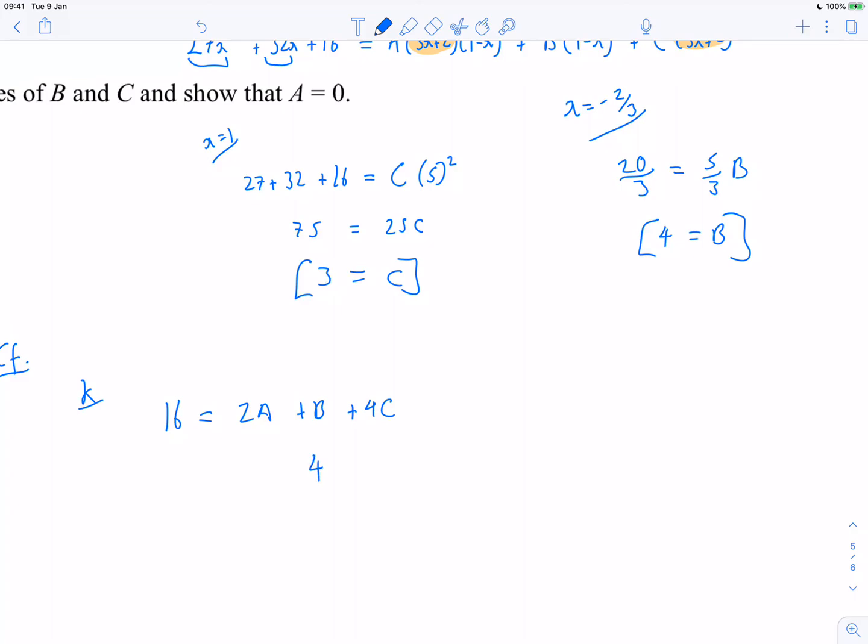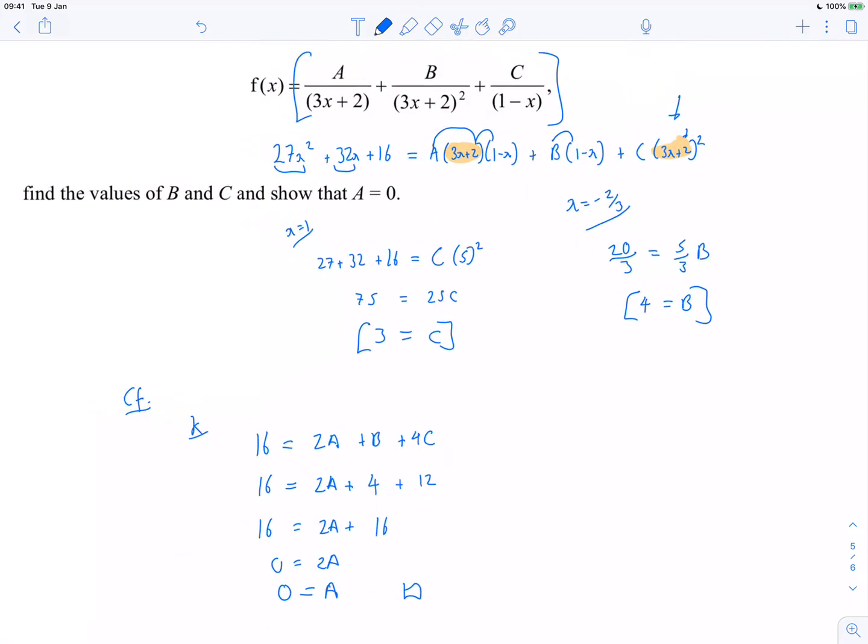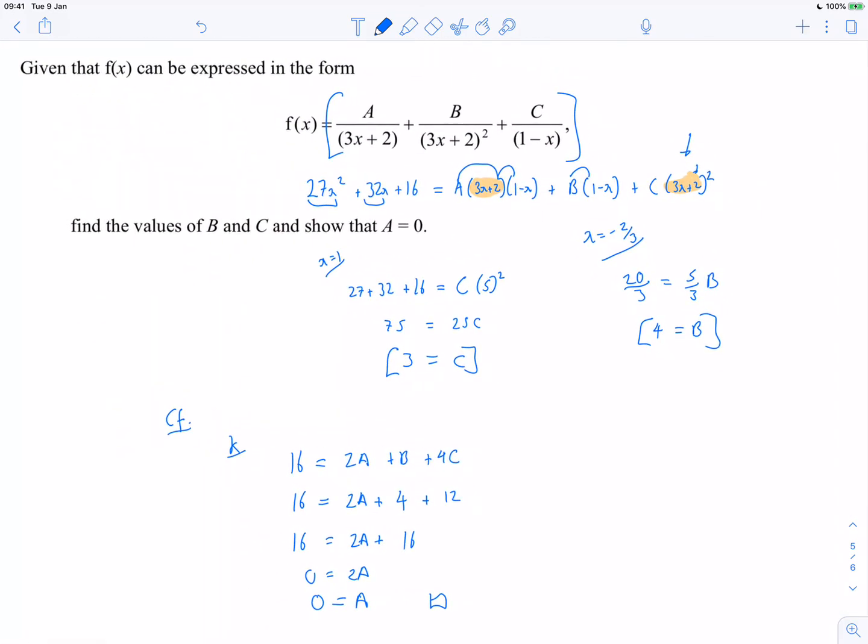b is 4, so that's plus 4. 4c will be 4 lots of 3, which is 12. So I have 2a plus 4 plus 12 equals 16. 4 plus 12 is 16. So I have 2a plus 16 is 16. So then 2a equals 0, which means a equals 0, and we're done. So the value of b is 4, the value of c is 3, and a does equal 0.